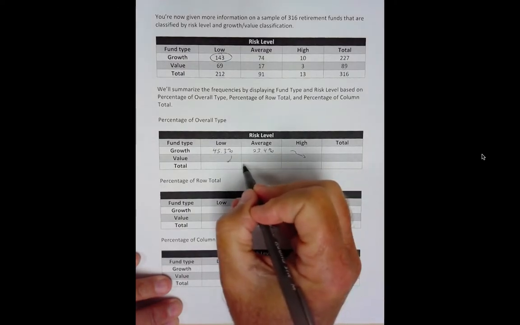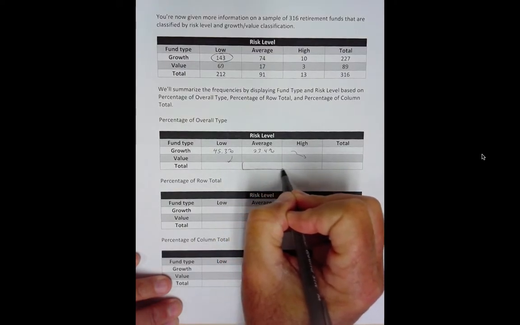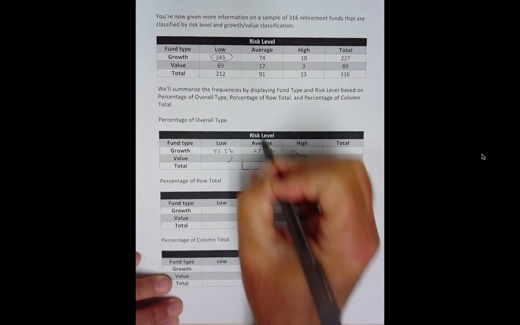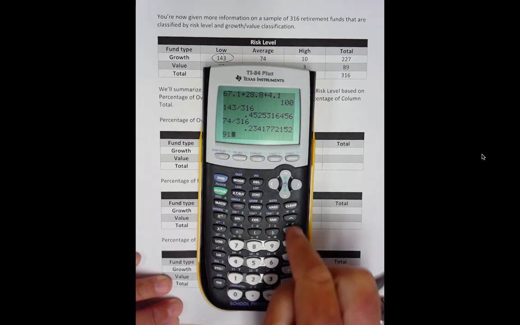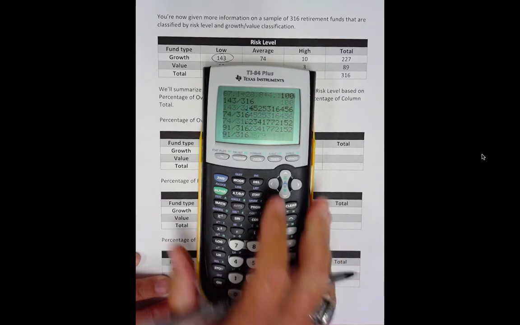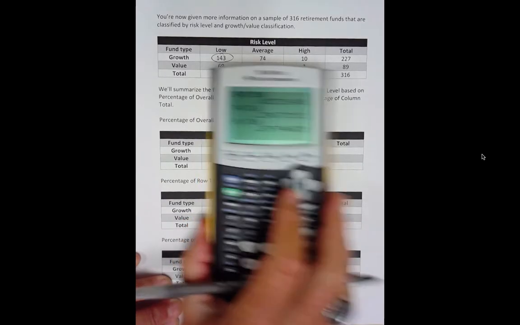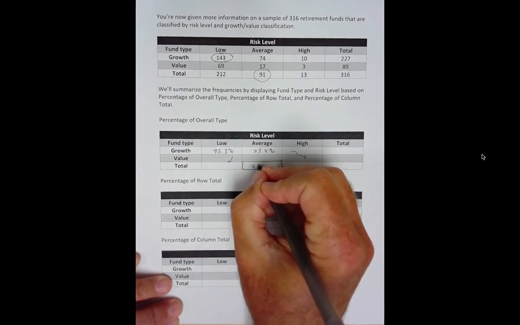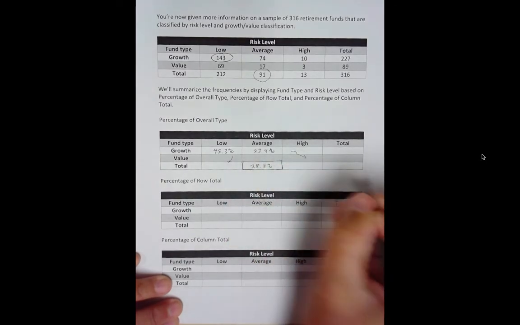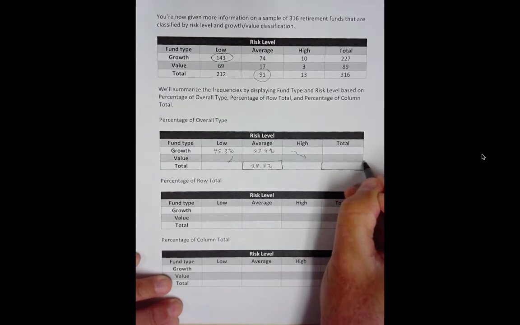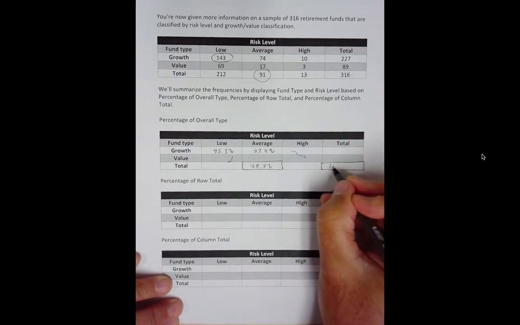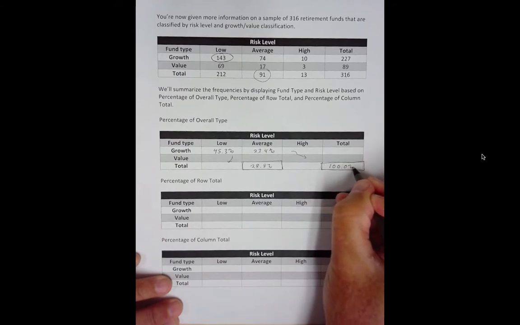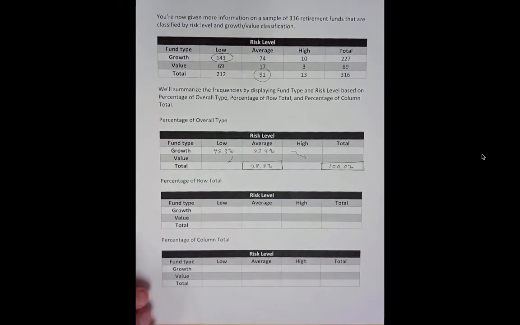So what would happen with this cell right here? Well, exactly what we think. We would go to that number of 91, divide by the 316, and we would have 28.8%. And guys, obviously this cell is 316 divided by 316, so there would be 100.0%.